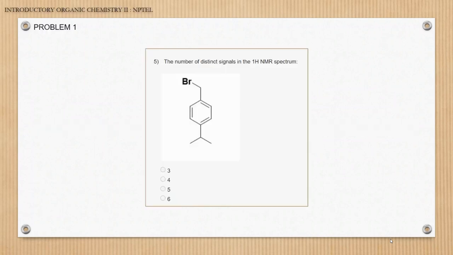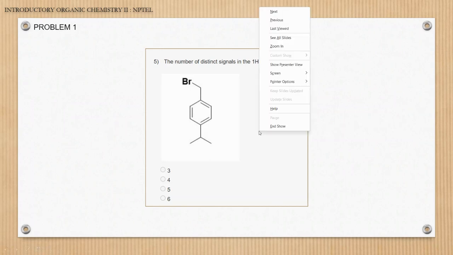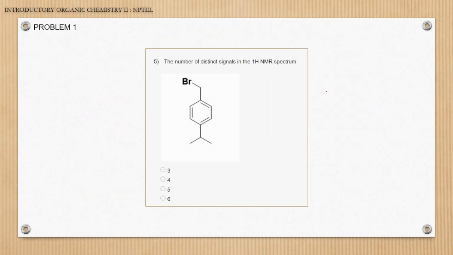So I'm starting from problem number 1, that is, you have to identify the number of distinct signals in the 1H NMR spectrum. So now this is the compound on your screen, and you have to tell me how many signals there would be for this compound in 1H NMR. So first of all, you need to know how many different types of hydrogen are present in this particular organic compound, right? So for knowing that, you have to know how many CHs are there, how many methyl groups are there, how many CH2s are there. So can anyone tell me how many CH2s are there?